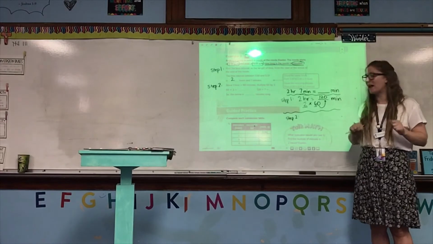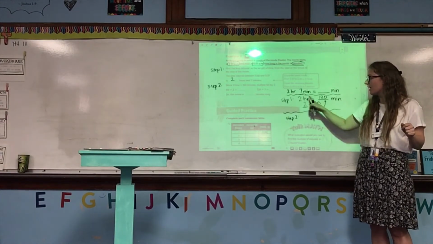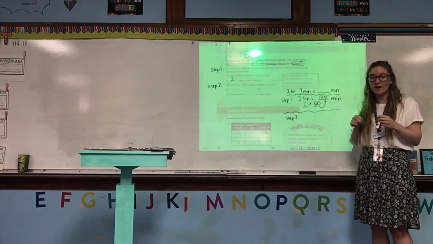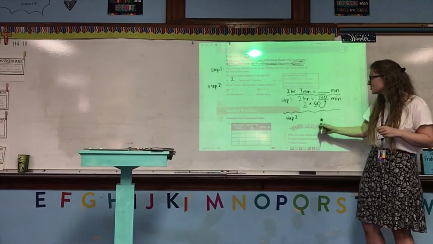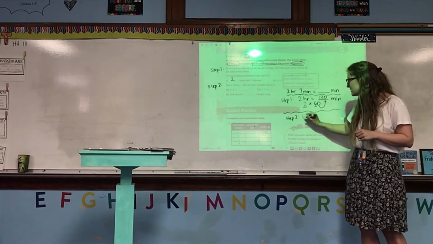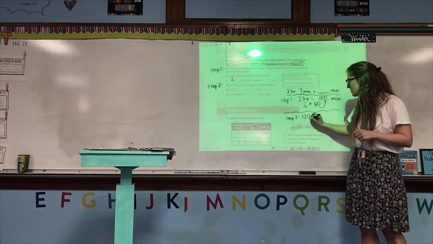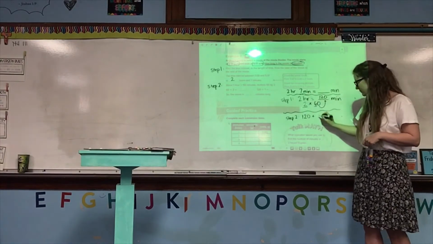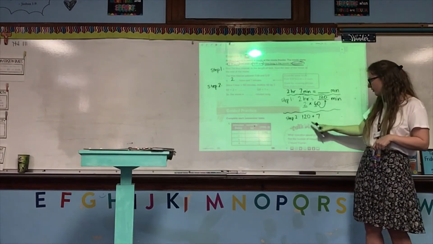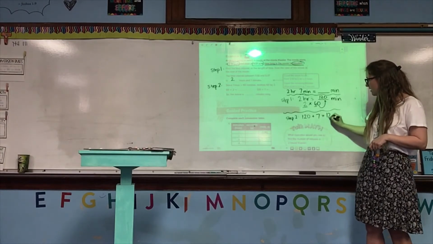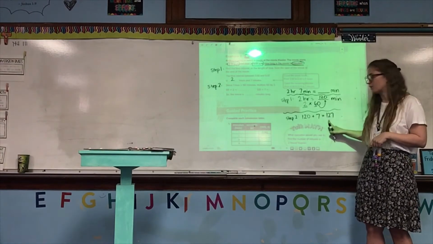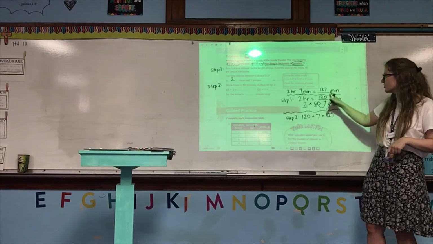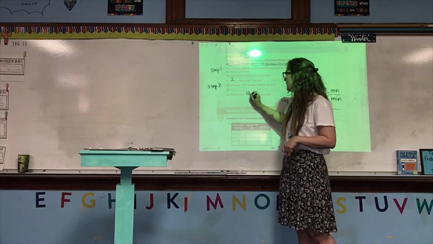And then we would add how many minutes were in the hour and how many minutes were in the fraction. This time, we don't have to convert this. We already know, so we can just go ahead and add the minutes in an hour, which is 120, to our minutes that are left over, which is 7. 120 plus 7 equals 127, which means that the whole movie is 127 minutes long.